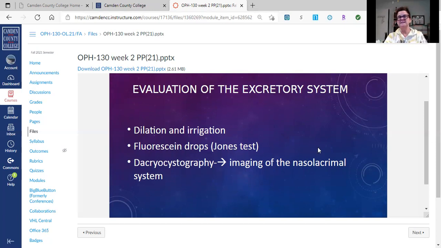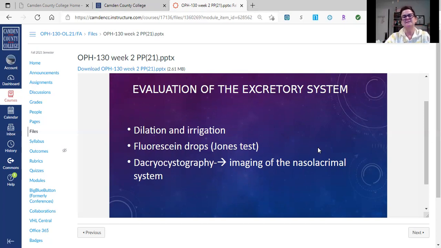So the Jones test is you instill that dye, you wait a little bit, and then you have the patient blow their nose and then show it to you. If the dye comes out of their nose when they blow their nose, everything is great. It means everything is working properly. If they blow their nose and you don't recover any dye, then we know that somewhere along that path there is a blockage or an obstruction.